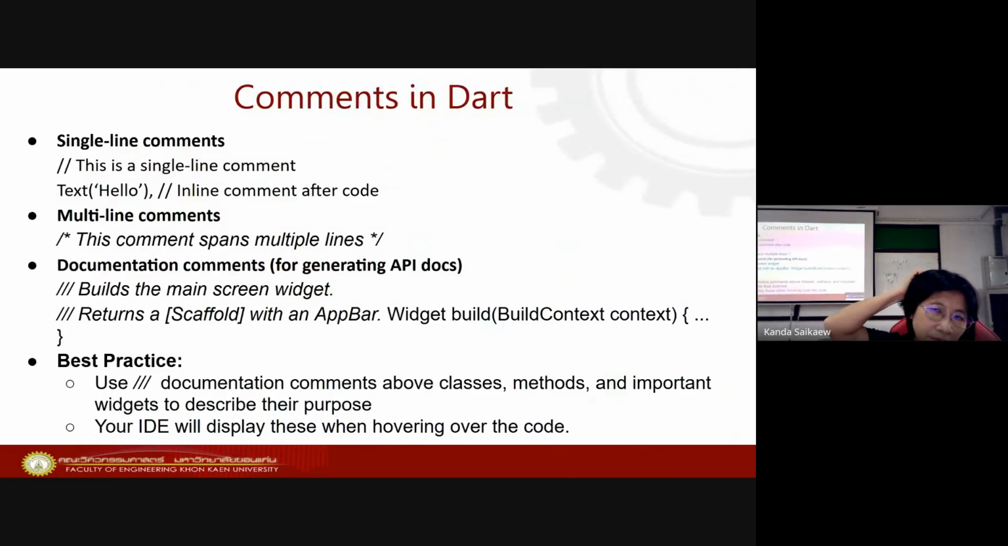Okay, so in that we have three types of comments. The first is single line comment where we have slash slash. The second type is slash star star slash. And the last type is for documentation. We have three slash. So usually we are going to use three slash above class, method, and widgets so that when we use the IDE, the comment here will display when we place the cursor over the widget name.